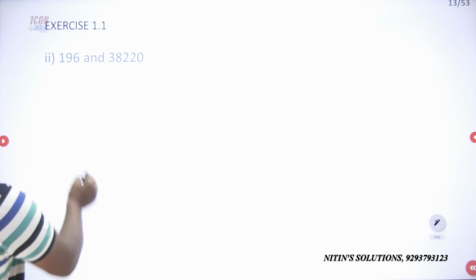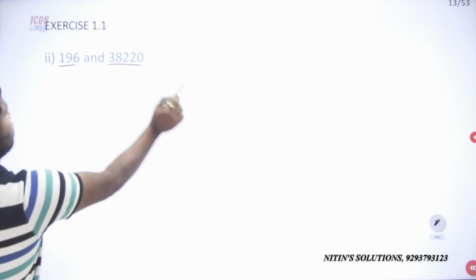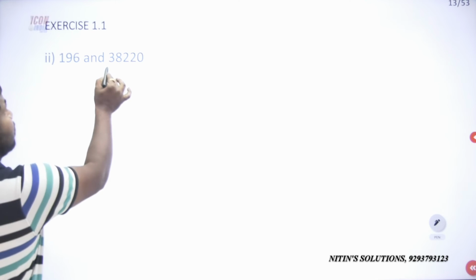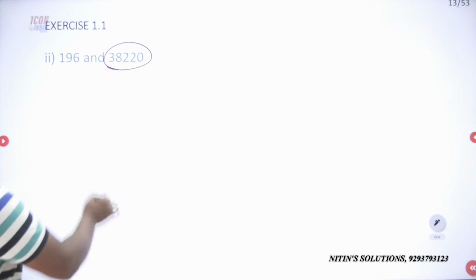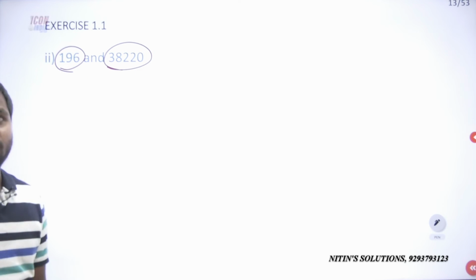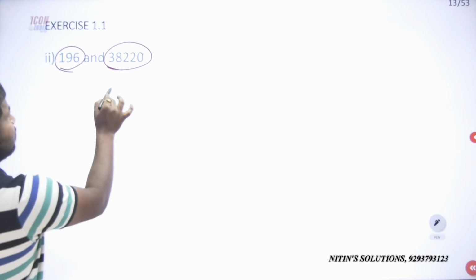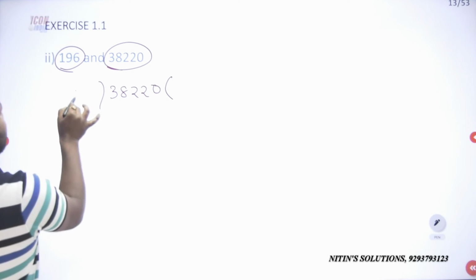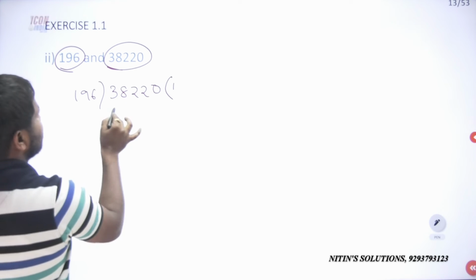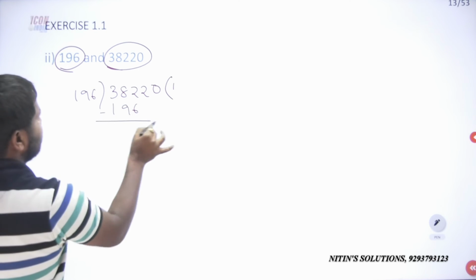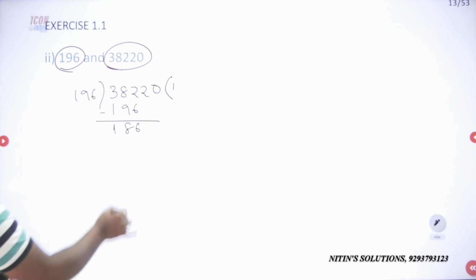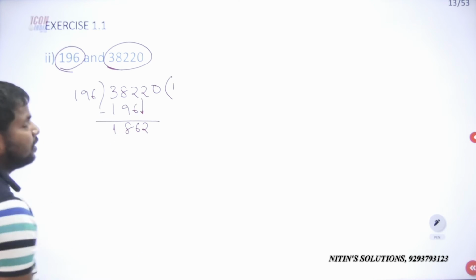Find the HCF of 196 and 38,220. We need to find the HCF of these two numbers, right? Now divide 38,220 by the number 196. 196 ones are 196, by subtracting, 186. After this dropping 2, so 1862.